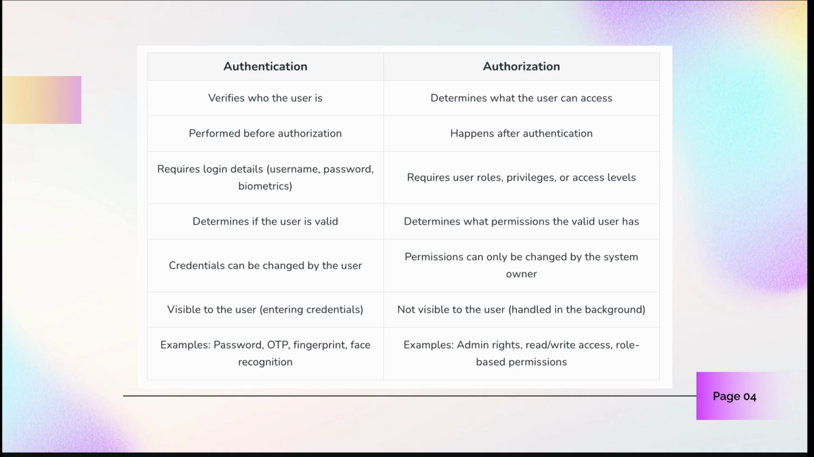Authentication requires login details, so we require a username and password. Authorization requires user role privileges to access the different boards in the dashboard, so we require permissions and roles. Authentication checks that I am a valid user, and authorization, based on the permission, determines what is valid for the user. In authentication, the credential can be changed by the user, and in authorization, the permission can be changed by the owner of the system. We cannot change the permission; only the authorized person can. The credential is visible to the user, and the permission is not visible to the user. These all work in the background. For example, for authentication we have the password, OTP, fingerprint, and for authorization we have the admin right.